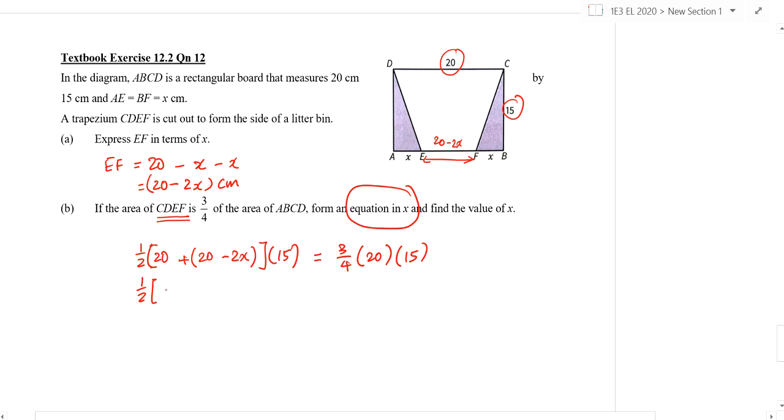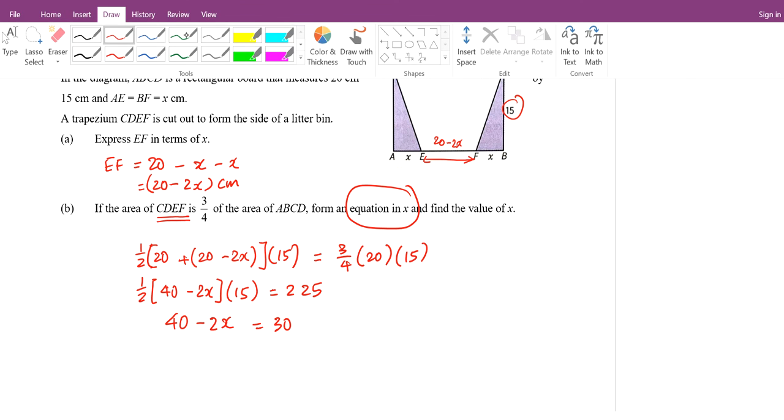In the bracket, we have 40 minus 2x. This is multiplied by 15. And on the other side, we have 225. Continue simplifying, we multiply by 2 on both sides to get rid of this half. At the same time, we divide by 15 on both sides to remove this 15. Therefore, left hand side we are left with 40 minus 2x equals to 225 times 2 divided by 15 results in 30.